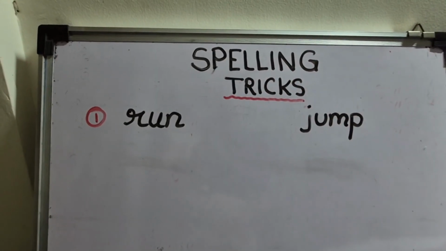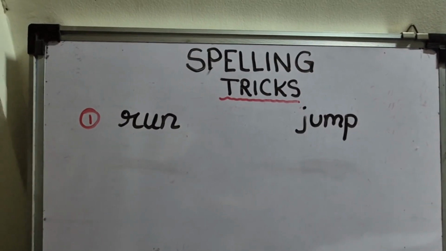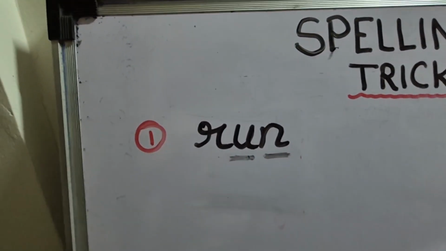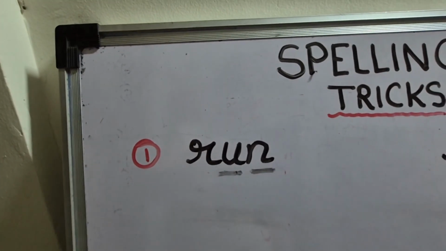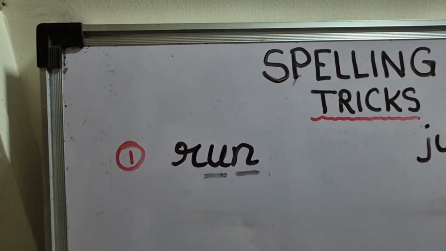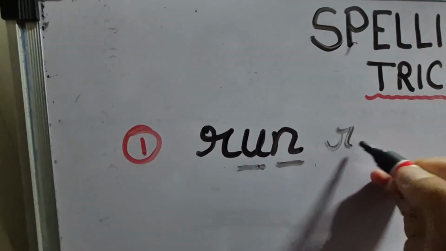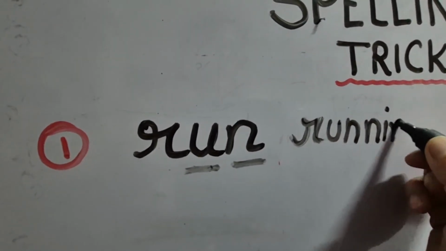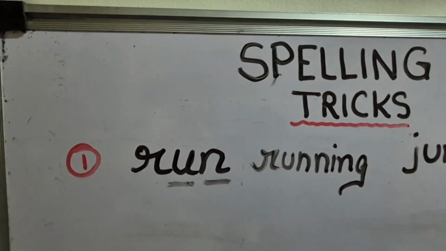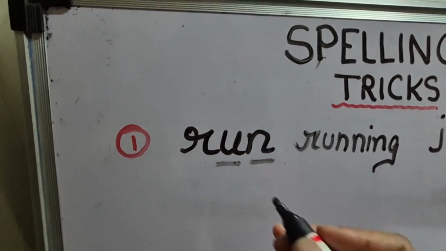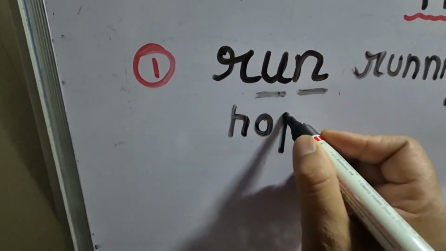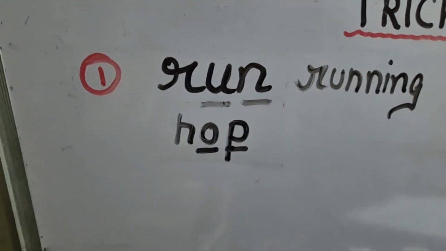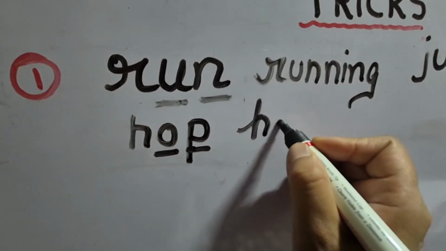Look at the word run. The word run ends with one vowel and one consonant, right? So before adding ing, we double the last letter. It would be running. Let's try one more, like the word hop. Here we have one vowel and one consonant. So we will double the last letter. It would be hopping.